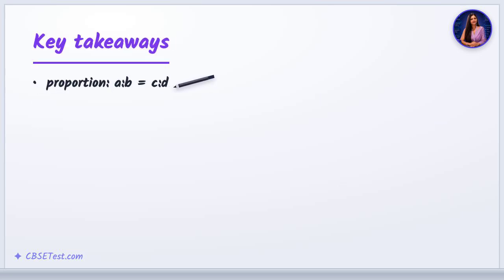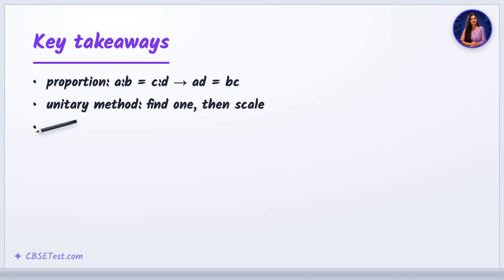To recap, a proportion equates two ratios and cross-multiplies. The unitary method finds one unit, then scales, and direct proportion keeps a constant ratio.